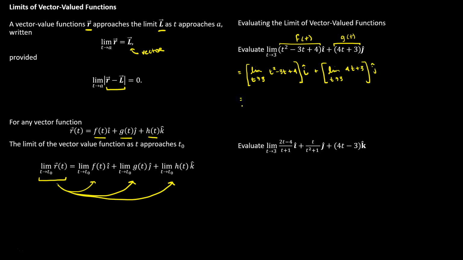And as long as we don't have any indeterminate forms, remember those pesky 0 divided by 0 indeterminate forms that were super frustrating in Calc 1? As long as we don't have that, then we can just plug and chug. Direct substitution. Replace t with 3 and simplify.